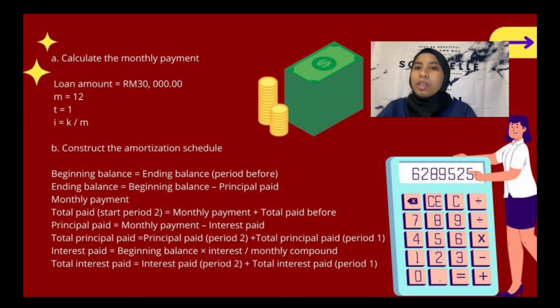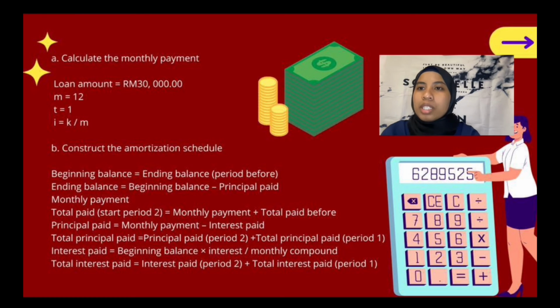For the loan amount we get from Bank ABC, which is 30,000, M is the total months, 12 months, T is the term, and I is the interest, K divided by M. Then after we get the answer, we use A equals present value to get the monthly payment. For B, construct the amortization schedule.